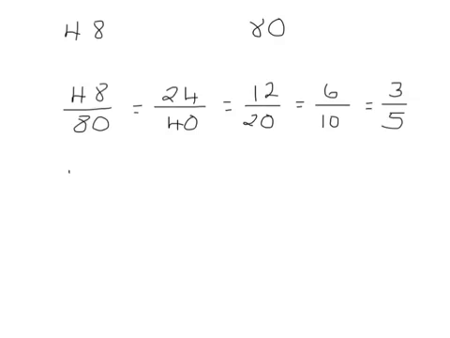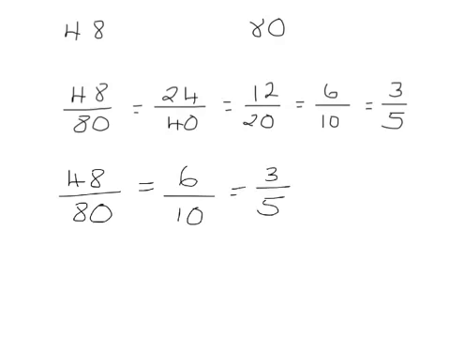I could have done this question without so many stages though. I could have had 48 over 80, and if I divide by 8, 48 divided by 8 is 6, and 80 divided by 8 is 10. That would have taken me straight to 6/10, which I then could have divided by 2 to get to 3/5. So you don't always have to do it in one step. You can do it in one step, but sometimes you might do it in more than one step. That's absolutely fine. You just need to make sure that by the time you get to the end fraction, it can't be simplified any further.